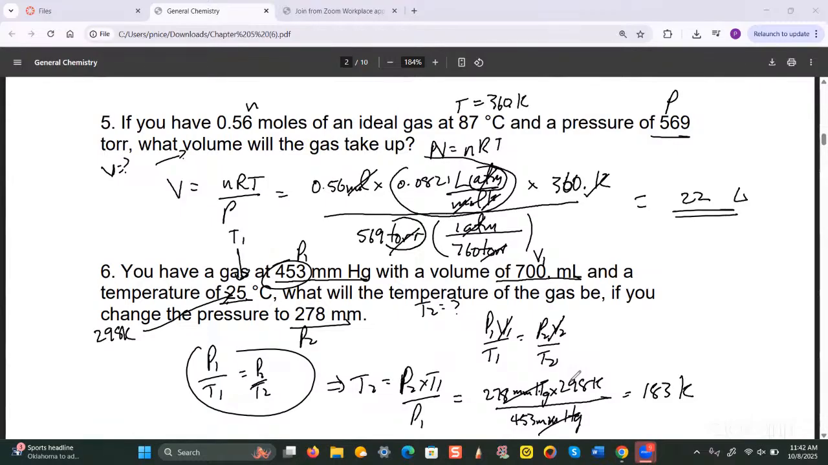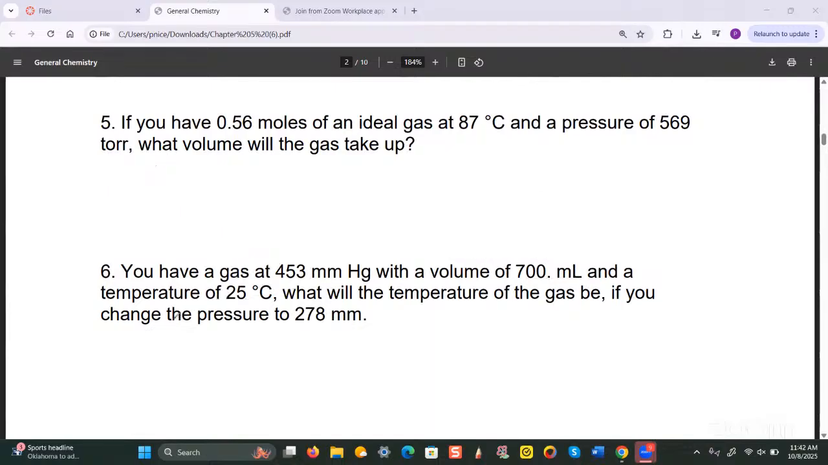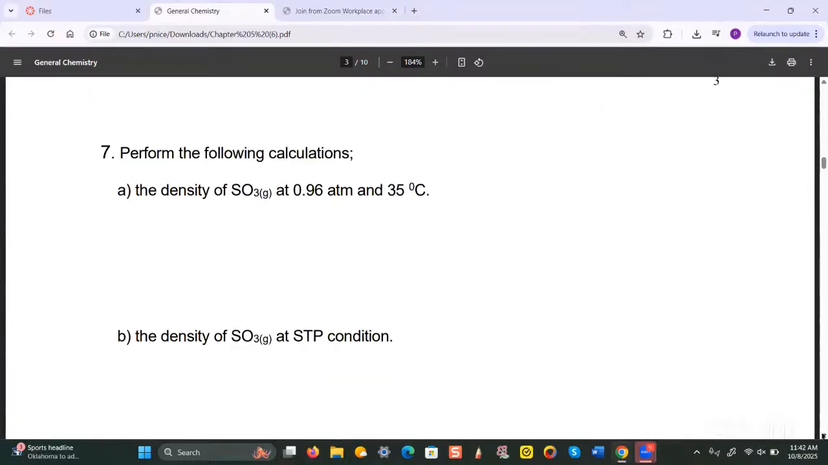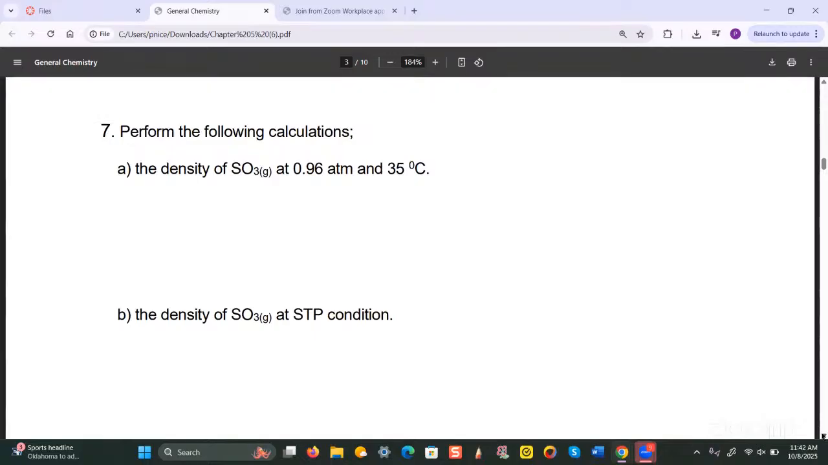Okay, so is it okay for me to clear this? Going once, going twice. All right, let me clear this. And let's move on to question number 7. Okay, so this question is asking for you to do some calculations. The first of which is calculate the density of SO3, and it gives you the pressure and it gives you the temperature.